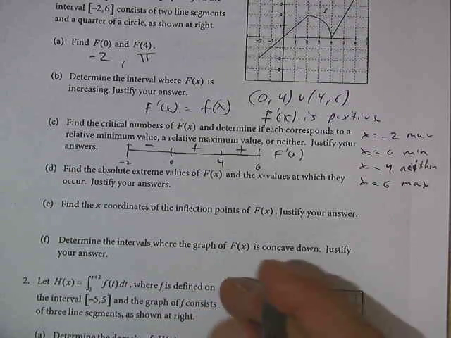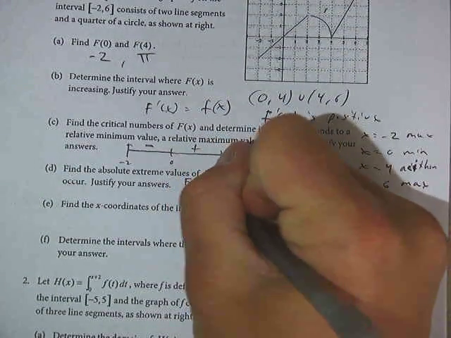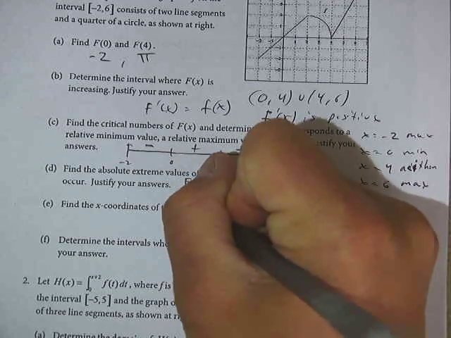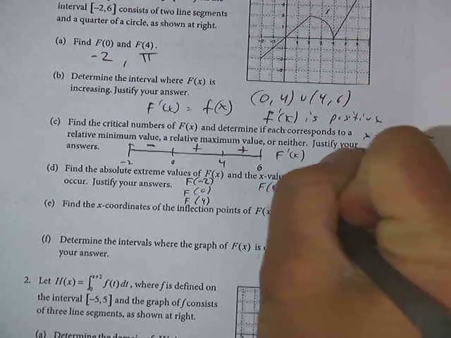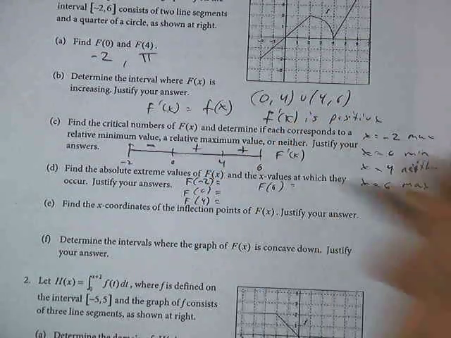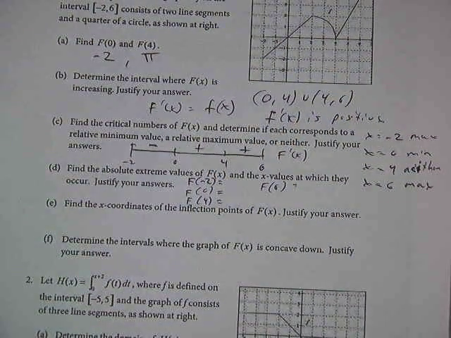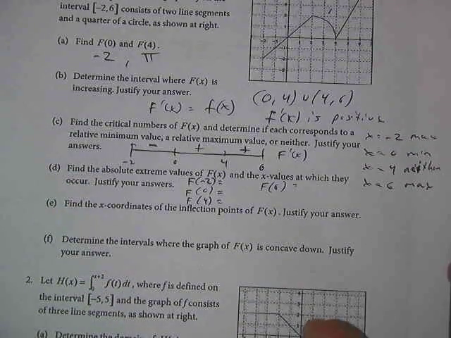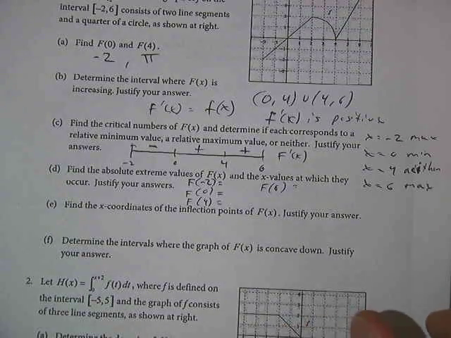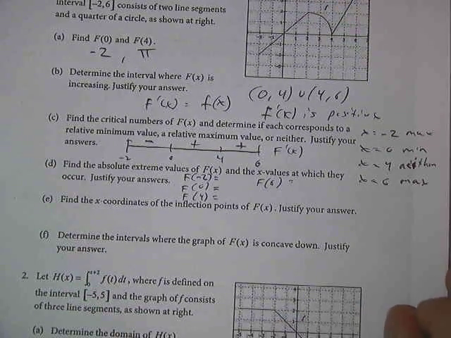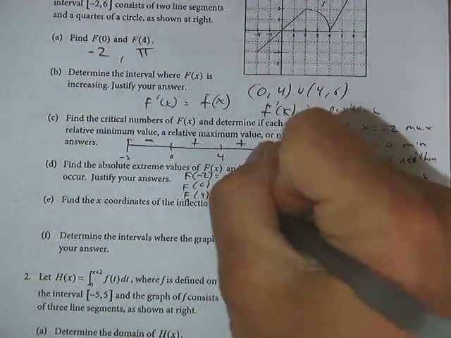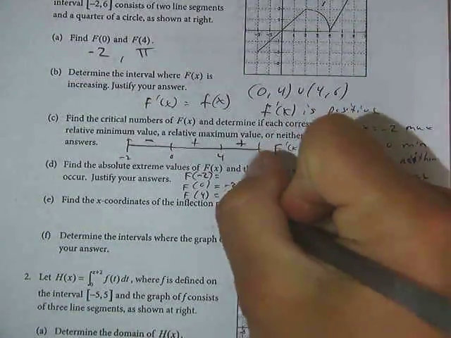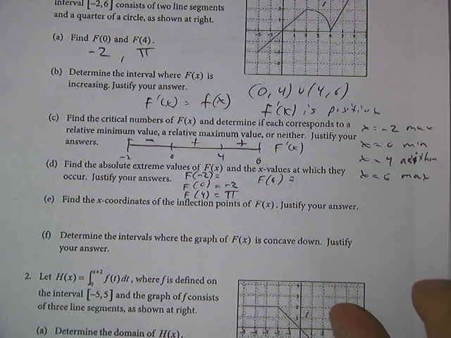Alright, how about absolute extreme values for big F and where they occur? So absolute extremes are going to be at critical numbers. Anytime we're looking for absolute extremes, when we have a closed interval, we should always use the candidate test. So ultimately our candidates are f of -2, f of 0, f of 4, and f of 6. And if we can determine the values of those 4, then we can see which one's biggest and which one's smallest. And those are going to be our absolute extremes.